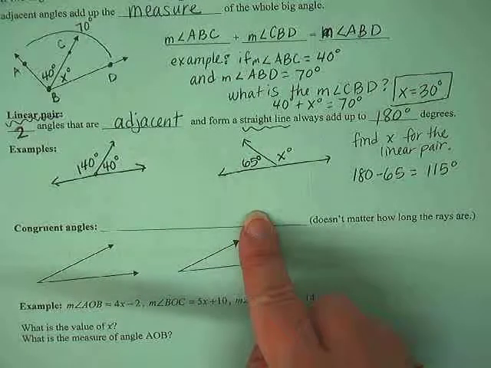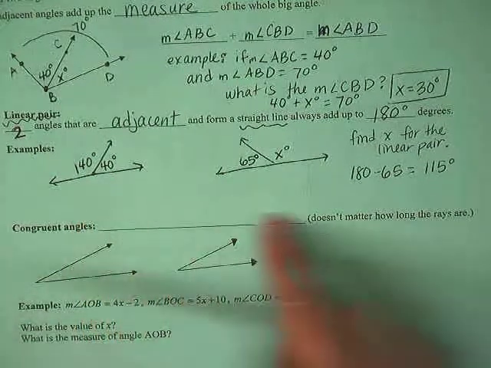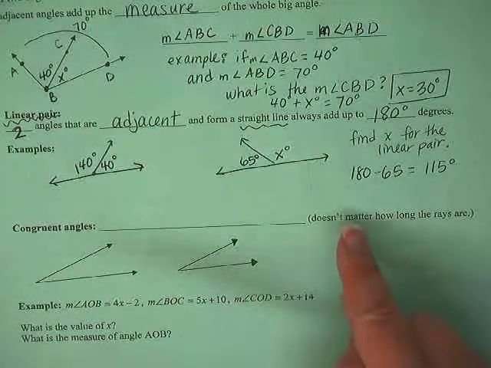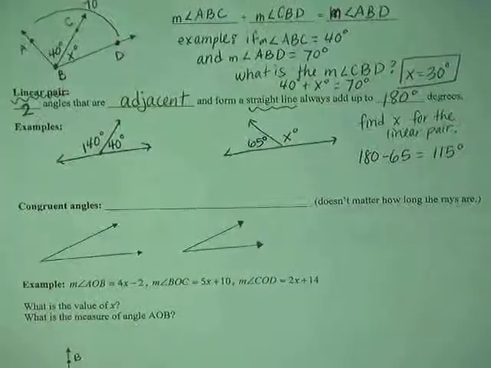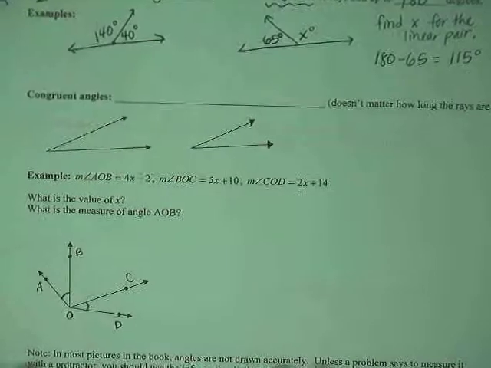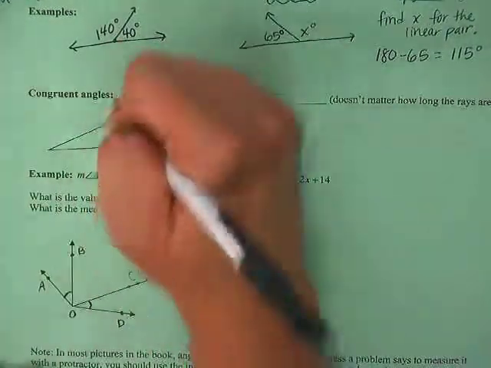This is a property that we will be using all year. Every single chapter that we get to has this in it. Please don't ever forget that two angles on a straight line, two adjacent angles forming a straight line, which is called a linear pair, always add up to 180 degrees. That's a big, important thing to remember.